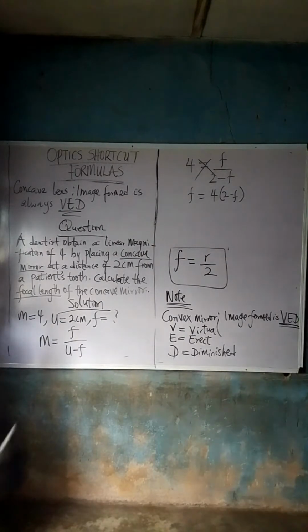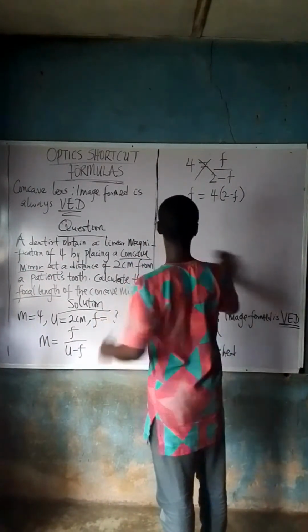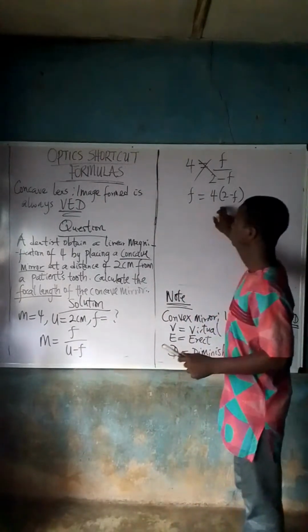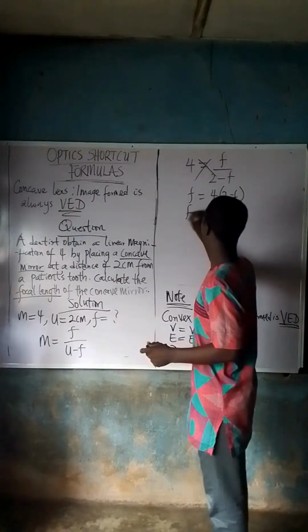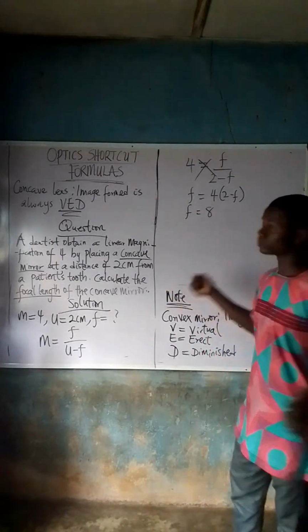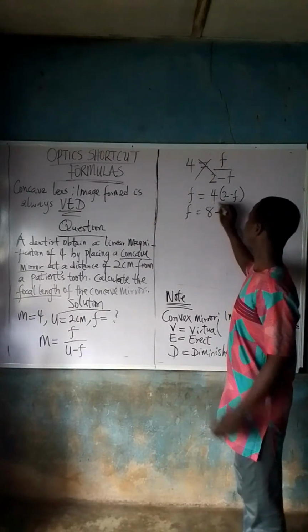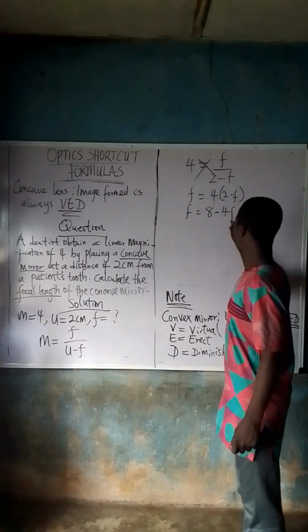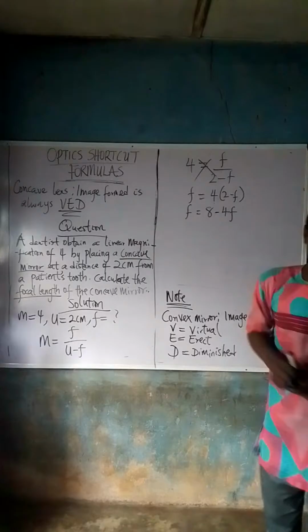So this is what will now happen from here. We are asked to find focal length. So this side of the equation, I want to expand it. How will it look? It will be f equals to 4 times 2 is 8. We know, right? 4 times 2 is 8. Minus, because of this minus, 4 times f will be 4f. Are we still together?